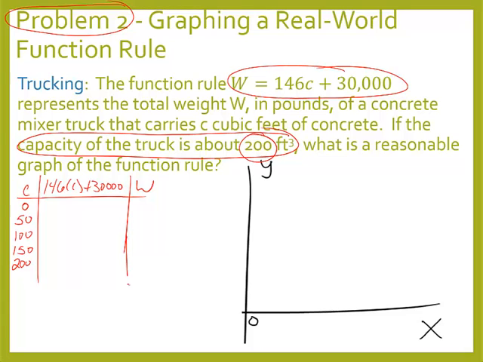Now we can go ahead and figure out our outputs. So go ahead and plug in. So 146 times 0 plus 30,000 is 30,000.